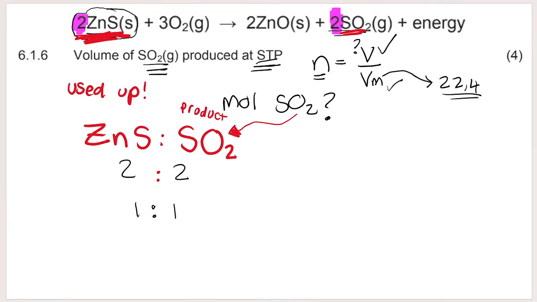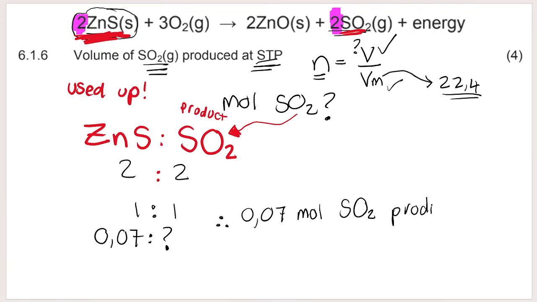So if you can remember correctly, from one of the first questions we did, we figured out that 0.07 moles of zinc sulfide would be reacted. That means, therefore, 0.07 moles of SO2 will be produced. Now, we're not done with the question there. The question didn't want to know how many moles of sulfur dioxide is produced. They want to know the volume.